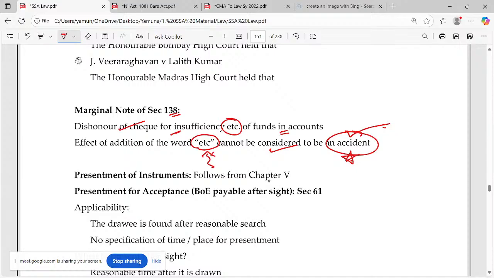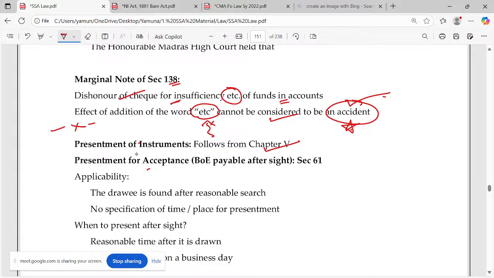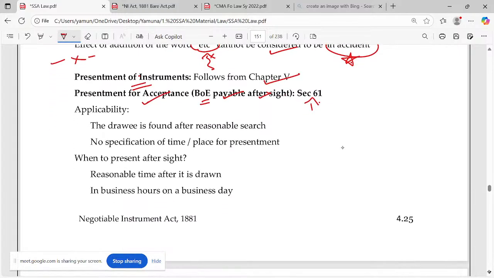Presentment of instruments. Now we go for chapter 5. இது வரைக்கும் கிளாஸ் பாக்குறீங்களா ப்ளீஸ்? Presentment of instruments, chapter 5. Presentment for acceptance. Bill of exchange is usually payable after sight only. Follows from section 61. In case எங்கேயாவது மிஸ் ஆன மாதிரி இருக்கு, okay, applicability. The drawee is found after reasonable search. If there is no specification of time or place of presentment, now yes, we can take it for acceptance. When to present after sight?